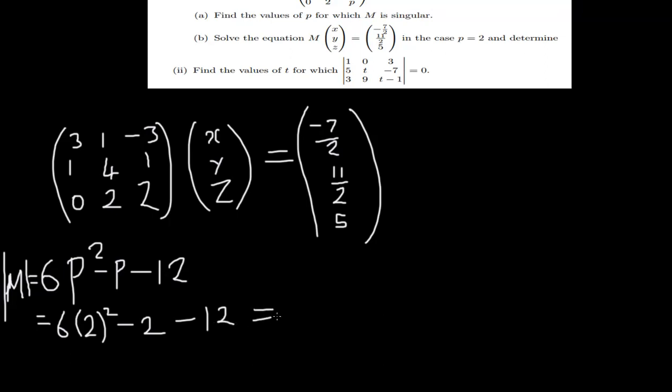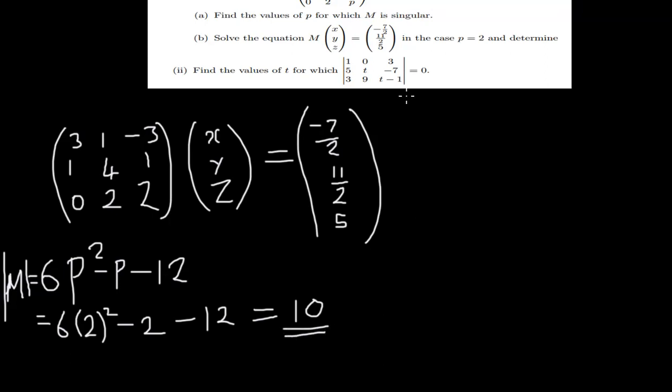So let's simplify this. This is 4 times 6, that is 24. 24 minus 2, you get 22. 22 minus 12, you get 10 this side. So the determinant of that matrix is 10.